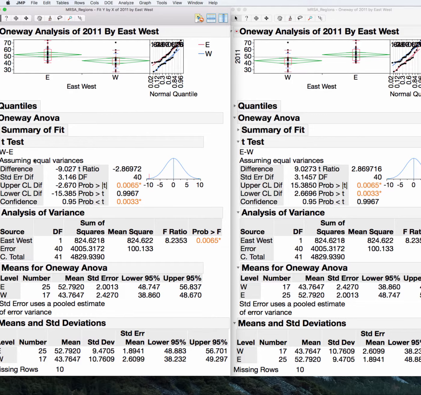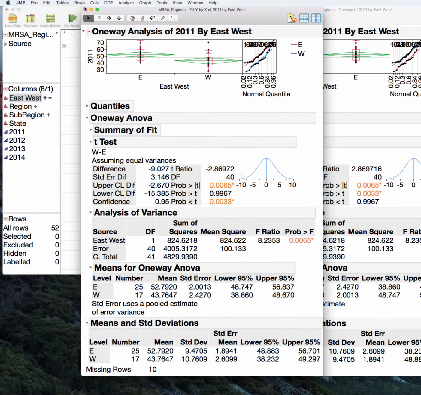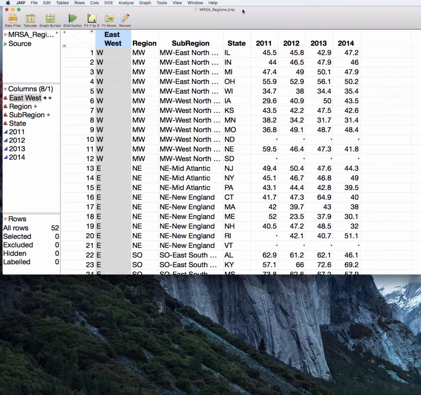Up next, we'll look at special situations for the t-test where we don't meet normality or where we're not comfortable with the equal variance of our two groups.